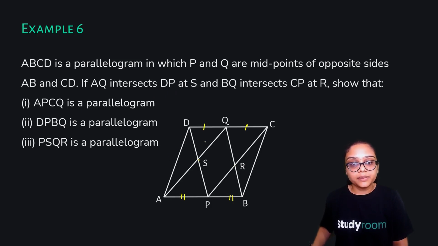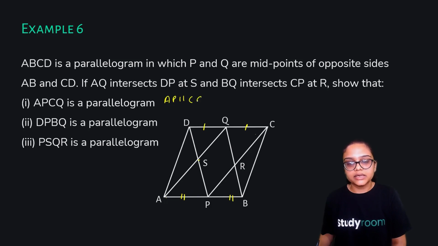that APCQ, A, P, C and Q means this, is a parallelogram. Okay. We know that AB is parallel to CD. So if we halve it, then they are parallel to each other. So we have shown that AP is parallel to CQ. Like it's obvious. Now we just need to prove that AQ is parallel to CP, and we'll arrive at a solution.